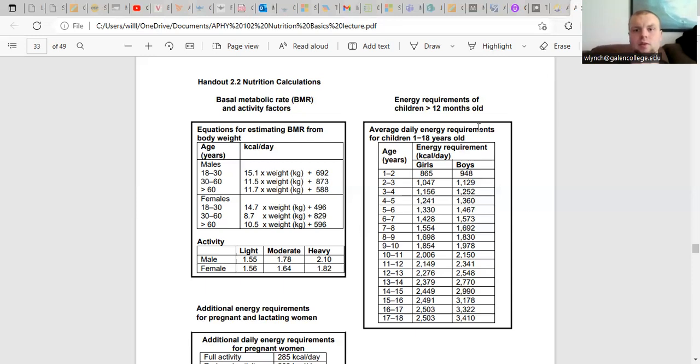So our average daily energy requirements, here we're looking at children ages 1 to 18, right? Energy requirements are going to go up as we age because we are increasing in our metabolic capacity as well as our body's size, muscle mass, and activity level. So by the time we reach age 18 or so, kilocalories per day requirement for girls is around 2,500. For boys, depending on activity, it's going to be up around 3,400 or so.